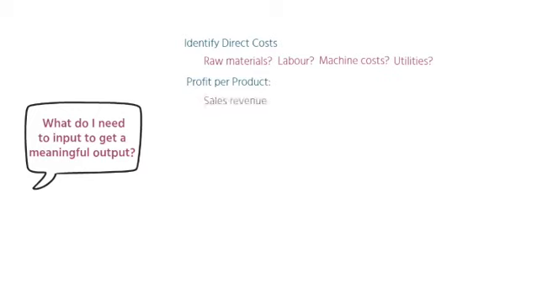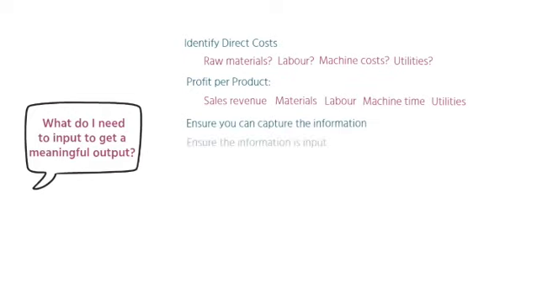So, if you want to know how much profit is being contributed by a particular product, you need to know the sales revenue, the cost of materials that made it, the cost of labour that produced it, and quite possibly the machine time cost and utilities it took to produce it.